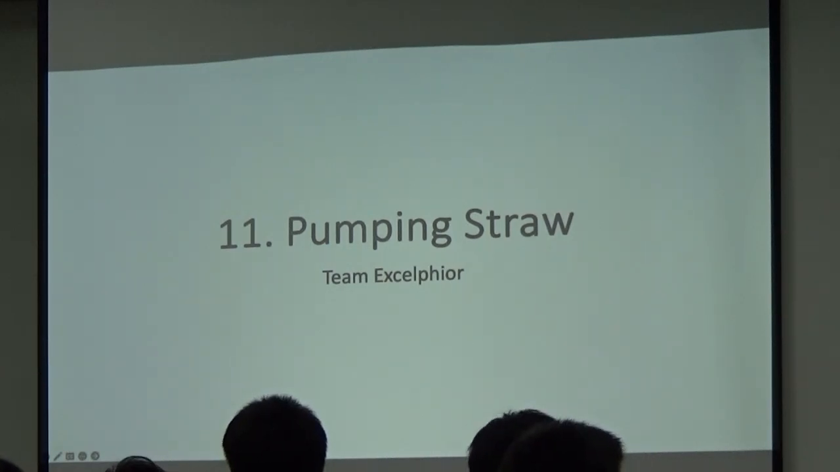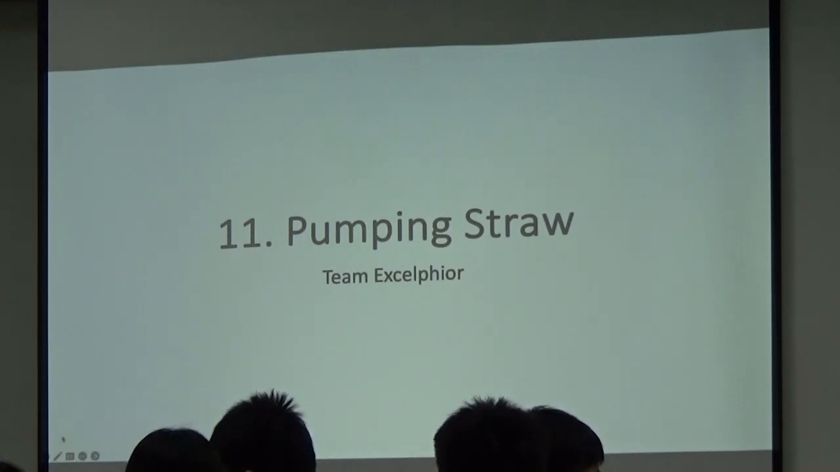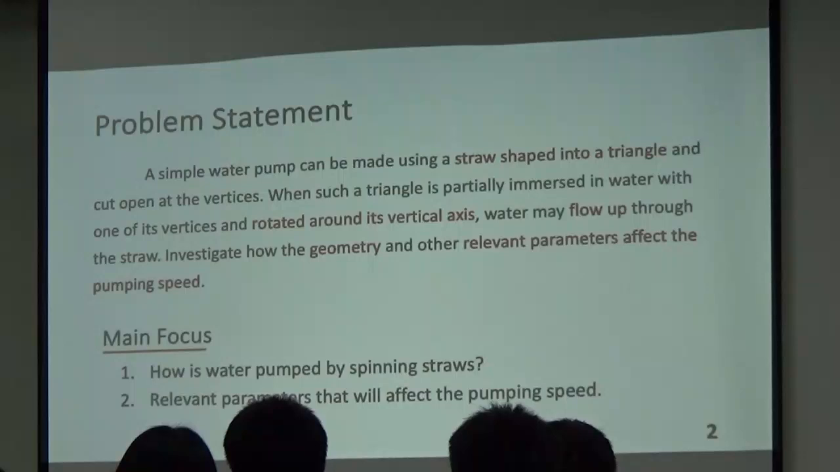Presentation from our reporter. Honorable judges and fellow competitors, I'm the reporter from Team Excel here, and today I'm going to report about the pumping straw. First statement, a simple water pump can be made using a straw shaped into a triangle and cut open at the vertices. When such a triangle is partially immersed in water with one of its vertices and rotated around its vertical axis, water may flow up through the straw.